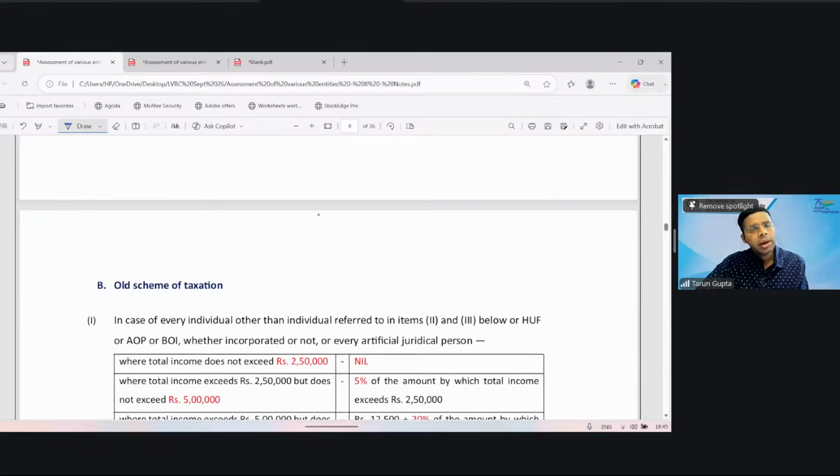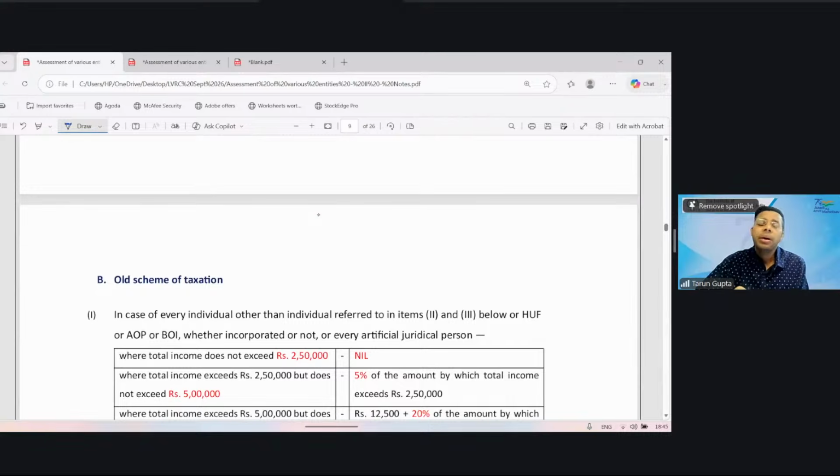Okay. Then we discuss the rebate. The rebate is available only in case of a resident individual with total income up to 12 lakh. Rebate is 100% of income tax or 60,000, whichever is less. Okay. The important point is there is a marginal relief available from rebate as well.